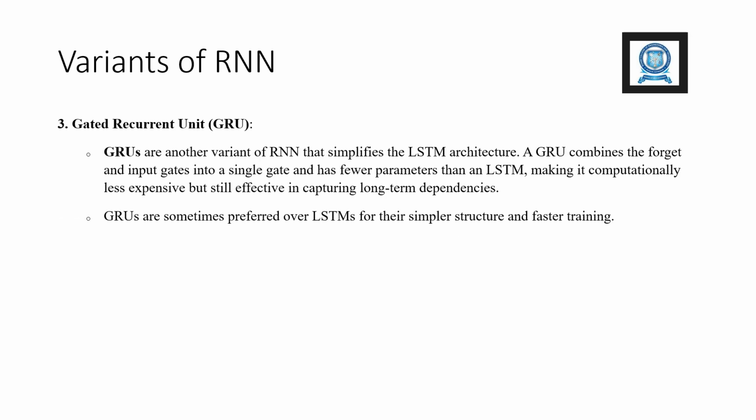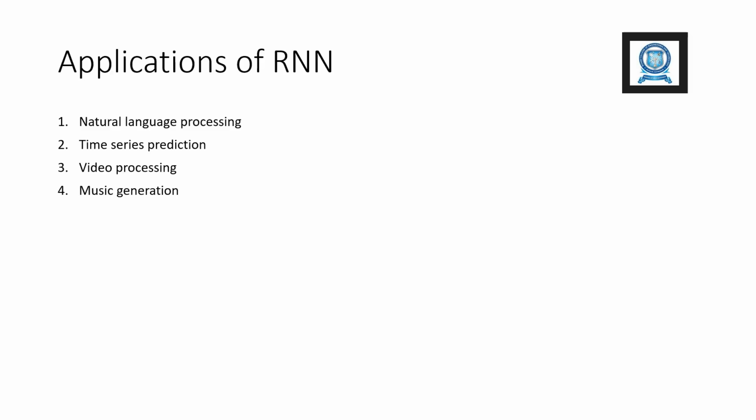Number three, gated recurrent unit. GRUs are another variant of RNN that simplifies the LSTM architecture. A GRU combines the forget and input gates into a single gate and has fewer parameters than an LSTM, making it computationally less expensive but still effective in capturing long-term dependencies. GRUs are sometimes preferred over LSTMs for their simpler structure and faster training.